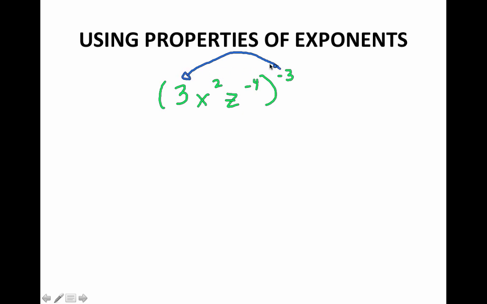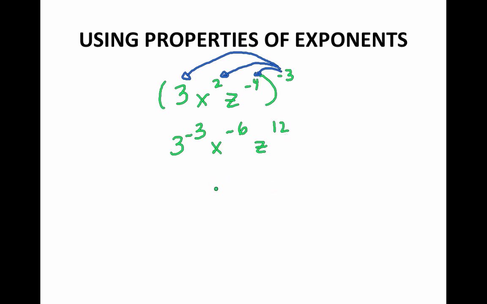So when I approach a problem like this, what I do is I like to distribute the power first. So that means I would have 3 to the negative 3 times x to the negative 6 times z to the 12. 2 times negative 3 is negative 6, and that's how I got the negative 6. And negative 4 times negative 3, that's how I got the 12. And that's using that power to power rule.